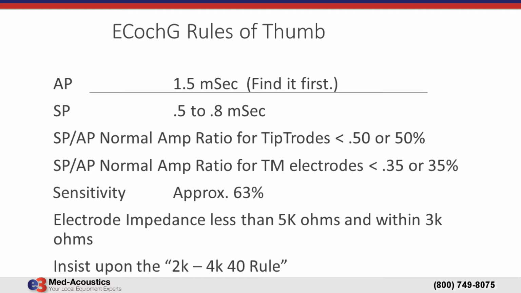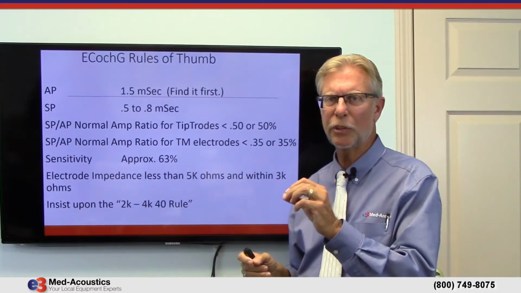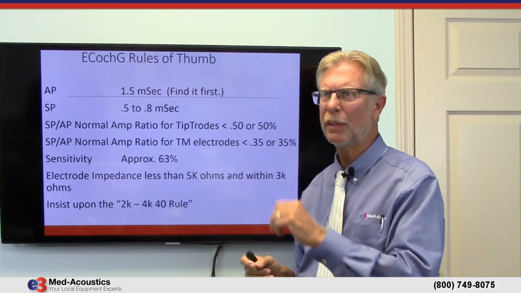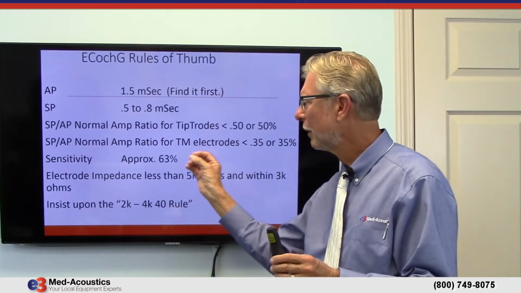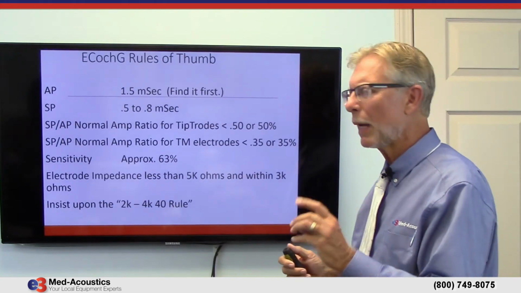And then what's normal, what's abnormal? If you're using Tiptrodes, then the SP/AP, the summating potential to action potential normal amplitude ratio for Tiptrodes is less than 0.5 or 50%. That amplitude needs to be less than half of the amplitude of the action potential. If you're using TM electrodes instead of Tiptrodes, then the SP/AP amplitude ratio that's normal would be less than 0.35 or 35%. And the sensitivity of this test is approximately 63%. All right, so it's not the most sensitive test in the world. In other words, the positive predictive indicator is about 63%. I'll show you how you can increase that in a minute.